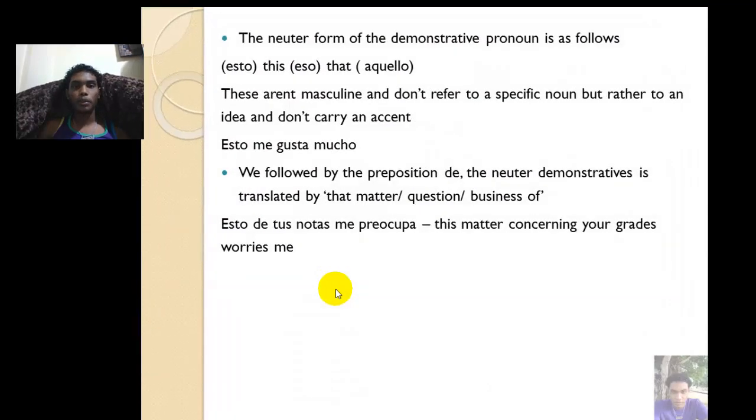The neuter form of the demonstrative pronouns is as follows. Esto me gusta mucho. That's when you just want to say, I like it very much. We don't know what it is, so we use the neuter. Esto de tus notas me preocupa. This matter concerns your grade. It worries me.